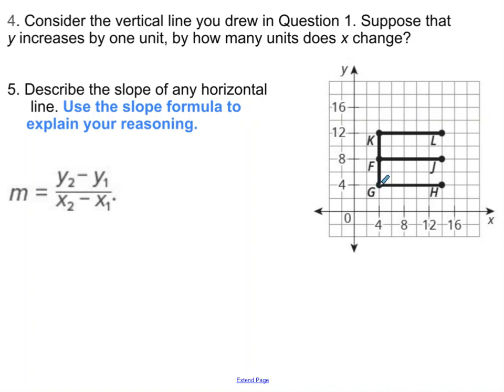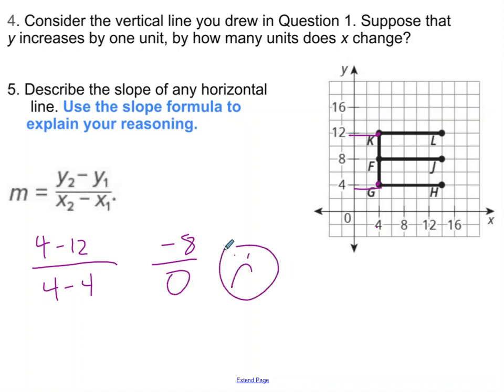Now we're looking at the vertical line. So I'm looking at point K and point G. So I'm going to use this. The x value goes from 4 for G, and it stays 4 for K. So that's going to be 4 minus 4. And the y value goes from -4 for G and 12 for K. So I'm going to have 4 minus 12. So now I have a -8 over 0. And this is very bad. You can't divide by 0. Oh no. So this one, vertical lines, have no slope.